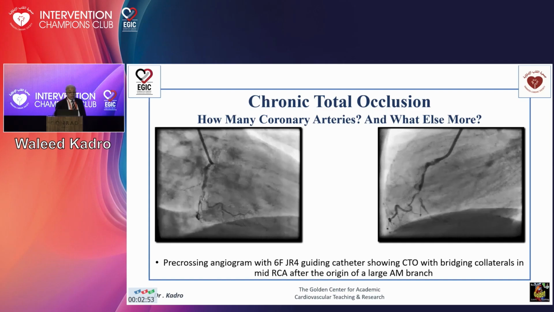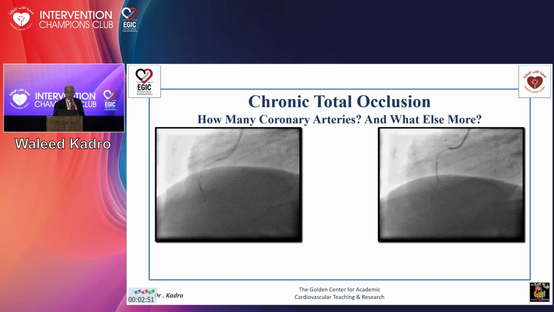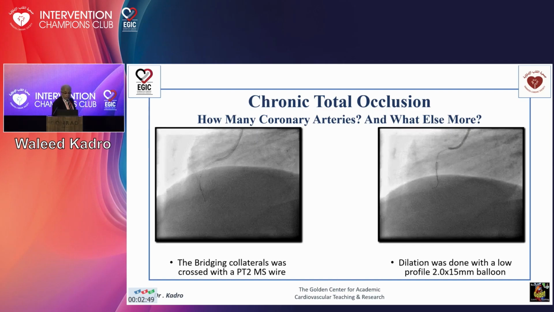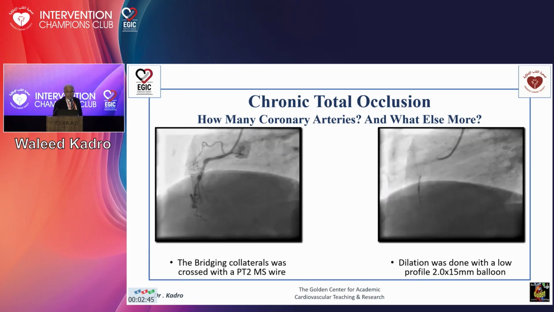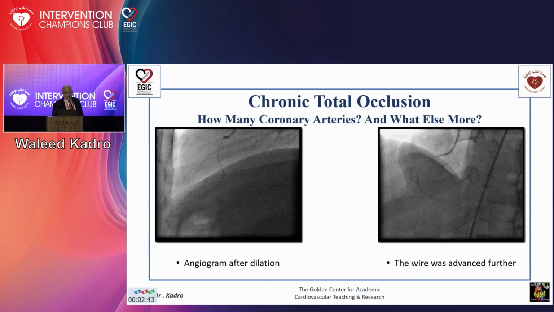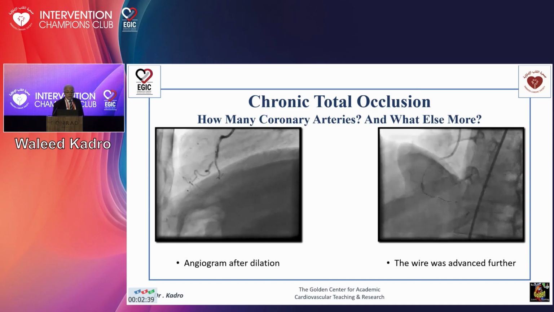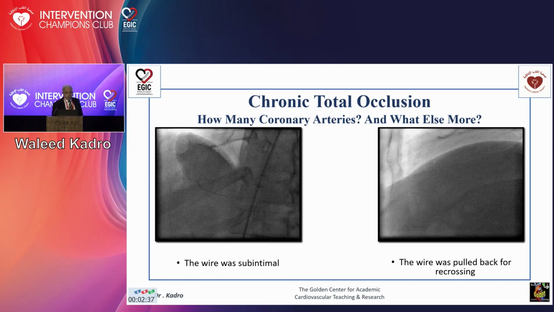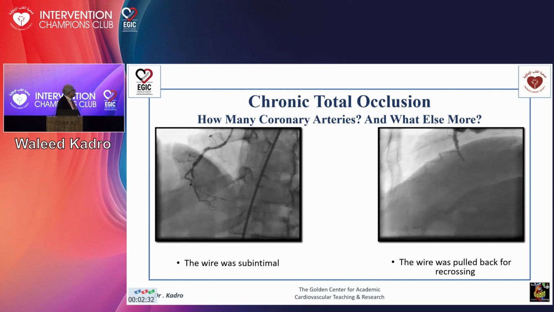You see we still have bridging collateral at the total occlusion. We crossed with a wire and tried to dilate with a balloon. After that, we did the angiogram after pre-dilation and advanced the wire. However, when we do the angiogram after that, we recognize that the wire is going subintimal.